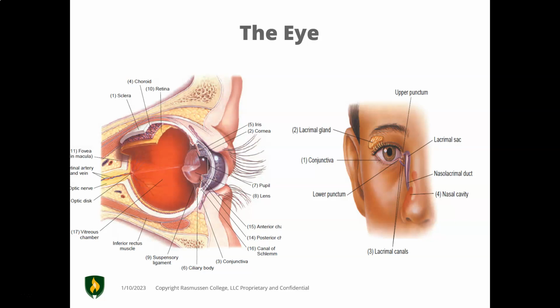And the third and final tunic is the sensory tunic or sensory layer. This is the innermost layer and is the delicate double-layered retina. The retina is responsible for the reception and transmission of visual impulses to the brain. It has 2 types of visual receptors, rods and cones. Rods function in dim light and produce black and white vision, whereas cones function in bright light and actually produce our colors.